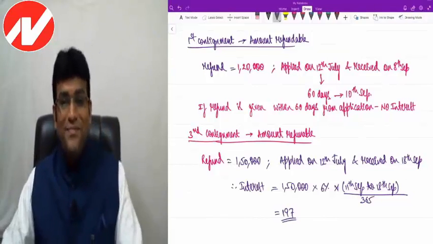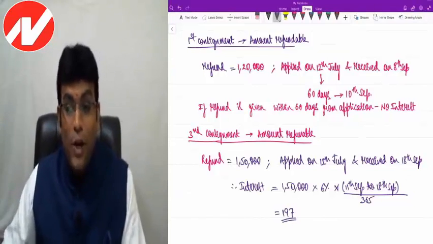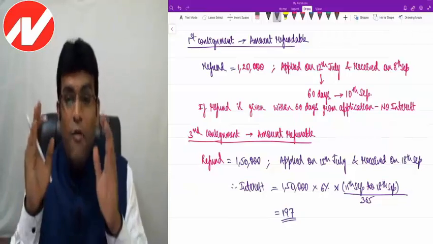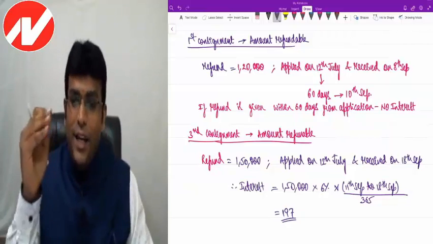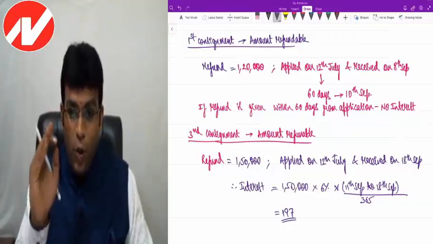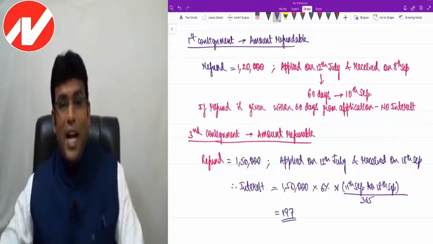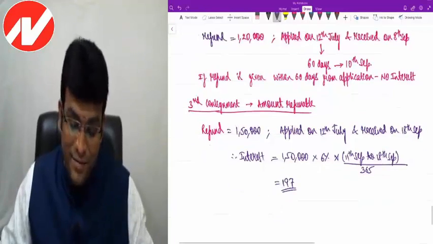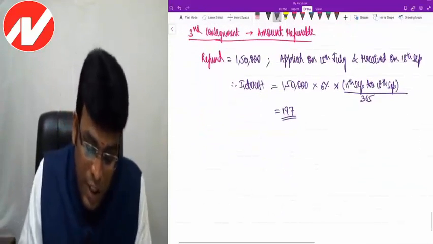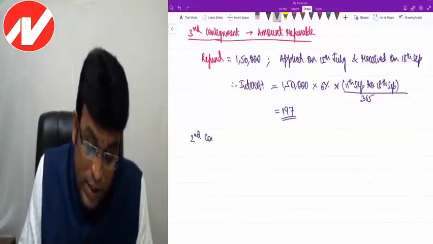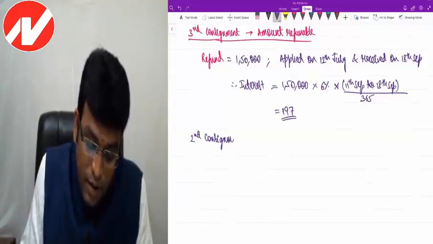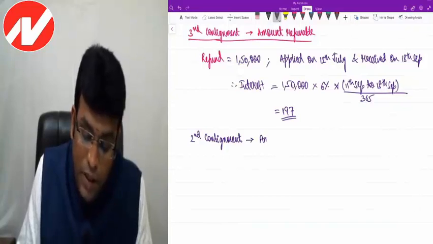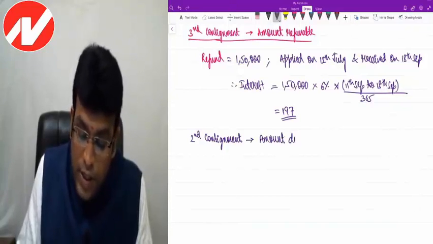That's all. I hope we are getting full clarity, guys, because whenever amount is refundable, we have to apply for refund and they'll grant the refund within 60 days. If they don't give within 60 days, interest will start from 61st day, my dear friends. Clear? Done. Then last point, second consignment. In respect of second consignment, amount is due, my dear friends.